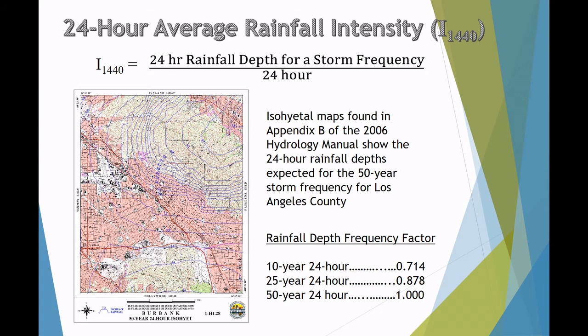Since the isohydro maps only show the 50-year 24-hour rainfall depth, the rainfall depth frequency factors were developed to relate other frequencies, such as the 25-year, 10-year, 5-year, etc., as factors to the 50-year frequency rainfall depth. So after we calculate the average 24-hour rainfall intensity, then we can go back to calculate the rainfall intensity IT that I just talked about earlier.